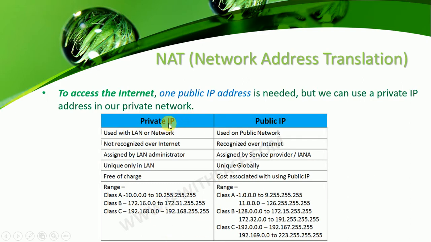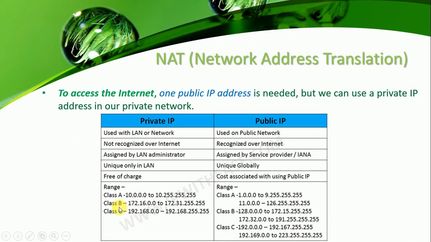For the range of private IP addresses, there are three classes used for data communication: class A, B, and C. The range of class A is from 1 to 126. 127 is the loopback IP. Within 1 to 126, the 10 network is used as a private IP network.